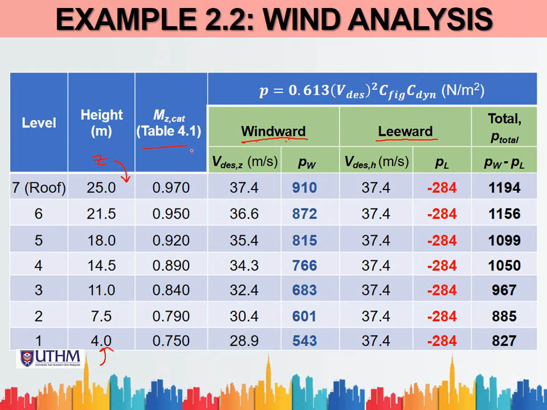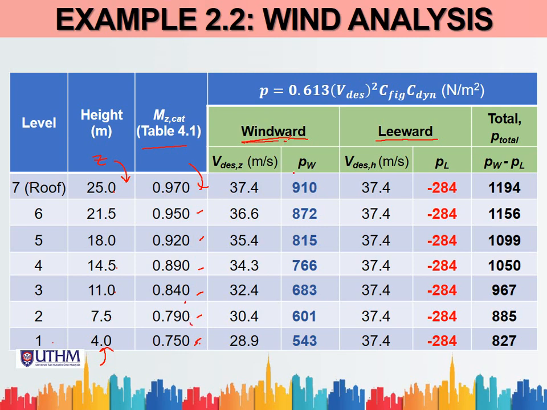Okay, this M_z,cat value, you can see it is different. This value is based on 4 meter, 7 meter, 11, 14.5 up to 25. Do you understand? I mentioned earlier that M_z,cat for the windward wall is different for each level, because the shape of the pressure is non-uniform. Okay, so this one is done. So this is the windward wall.